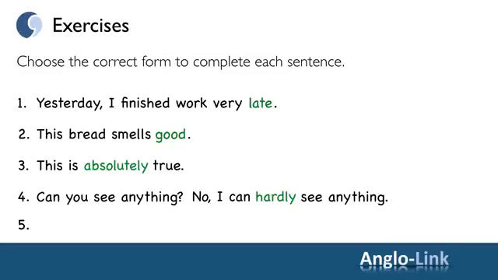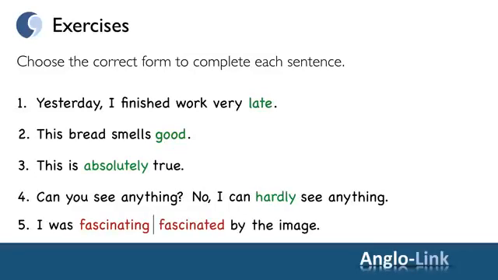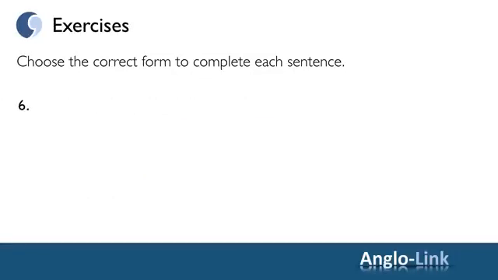Number 5. "I was by the image." We're describing the feelings of the person, therefore the correct adjective is fascinated. I was fascinated by the image. Number 6. "This is a report." We're looking for an adjective for report, and monthly is the adjective.